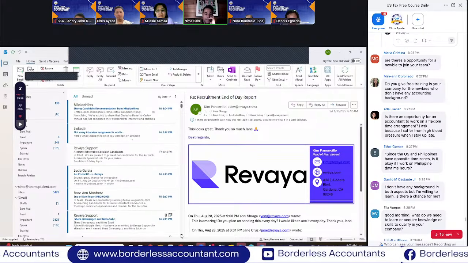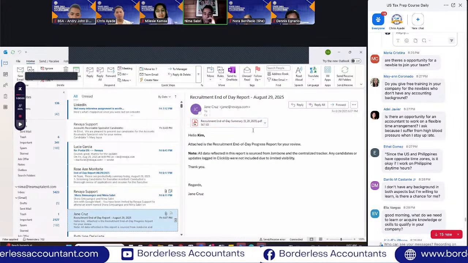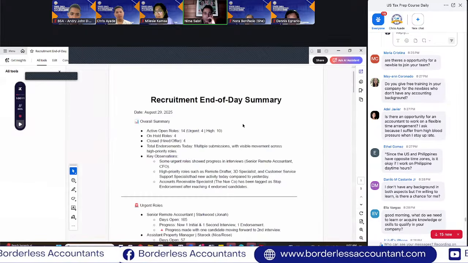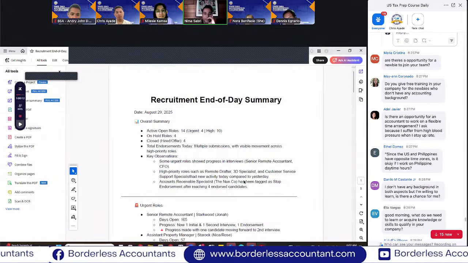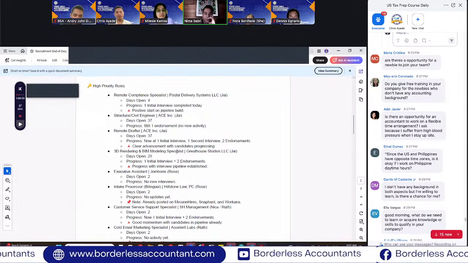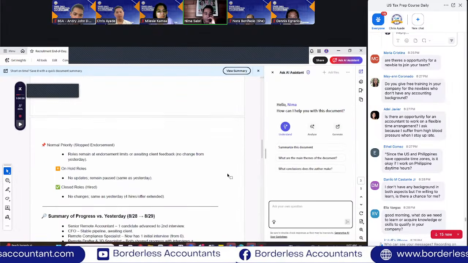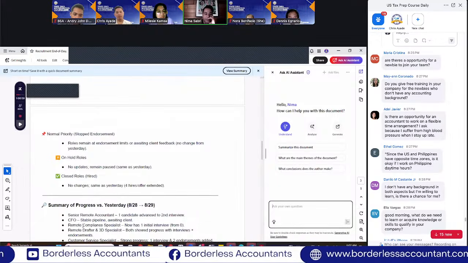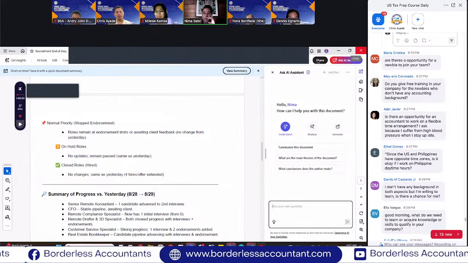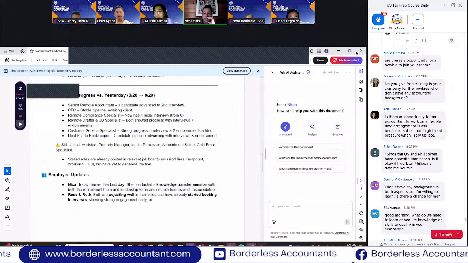But when Jane sent this beautiful report to us, like, see, Rose is doing the same thing. Jane sent this beautiful report without us asking. I mean, I was fascinated with the report. So it really takes another thing, recruitment end of the day, urgent roles, right? So high priority roles, remote compliance specialists, like, these are the real estate bookkeeper, right? With this, the priorities, the whole summary, CFO, senior remote accountant, remote drafter, real estate bookkeeper. So these are the roles actually I'm currently doing with some of this division. So she sent such a beautiful report without us even asking.